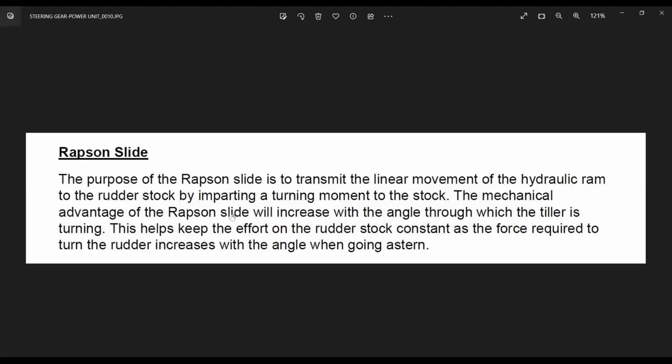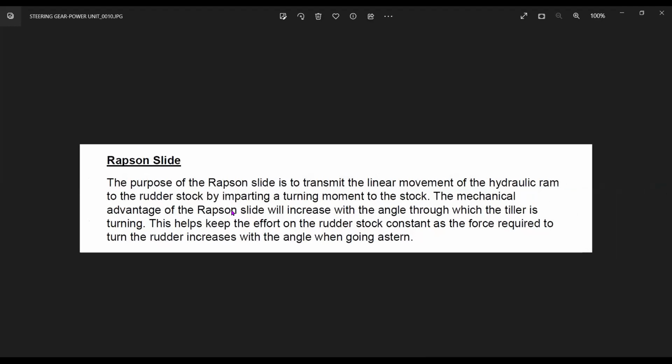The mechanical advantage of the Rapson slide will increase with the angle through which the tiller is turning. Basically, we will see what exactly happens when we study the mechanical advantage. This helps keep the effort on the rudder stock constant, as the force required to turn the rudder increases with angle going astern. Anyway, that is a different thing, but we'll see this Rapson slide mechanism, sorry, the mechanical advantage, later on.